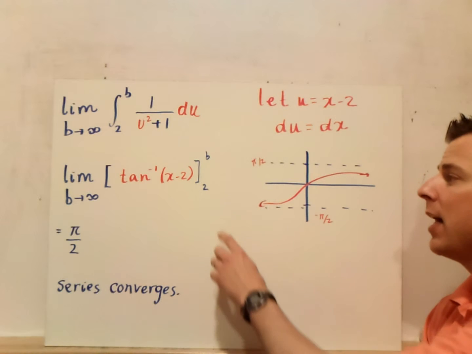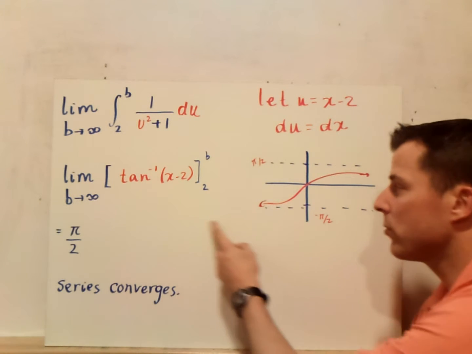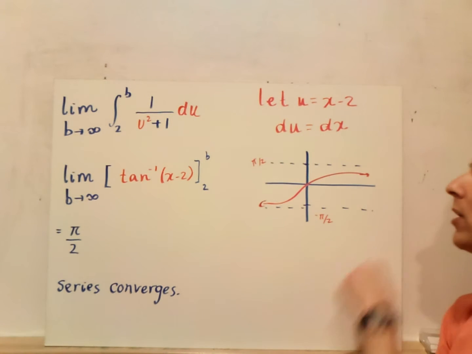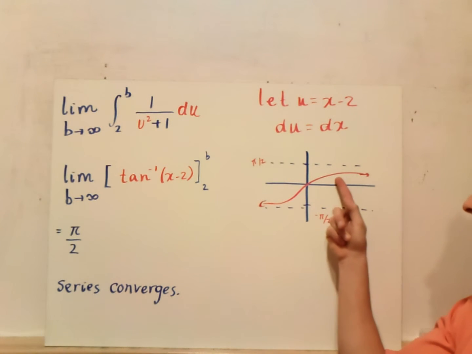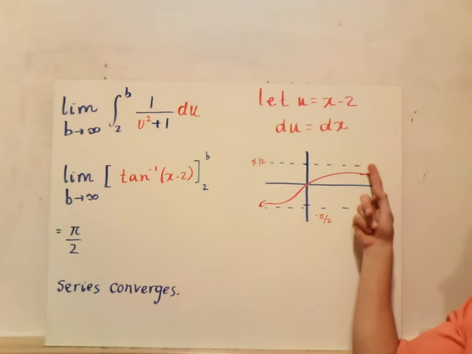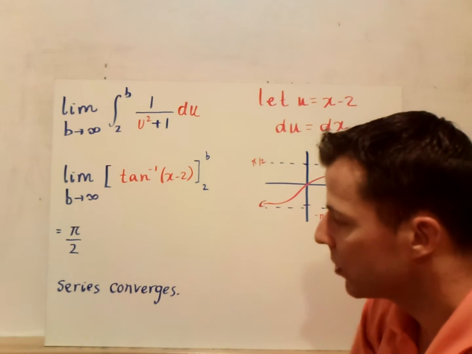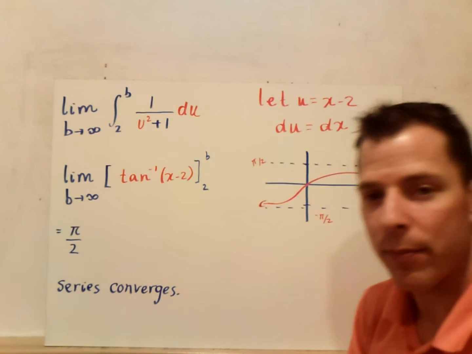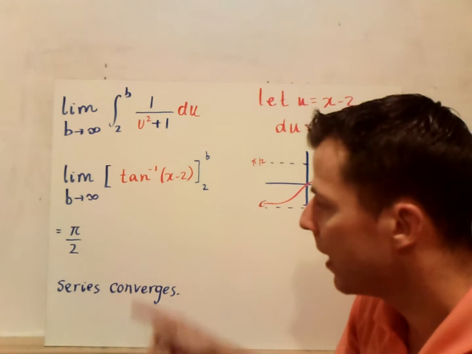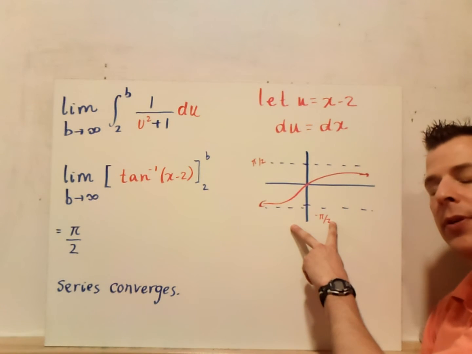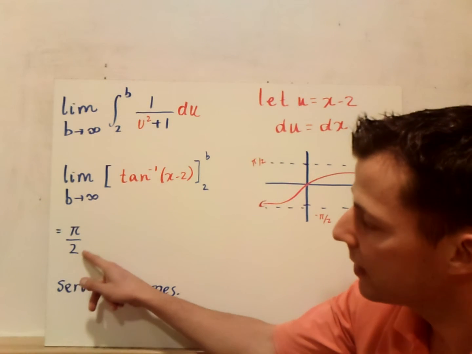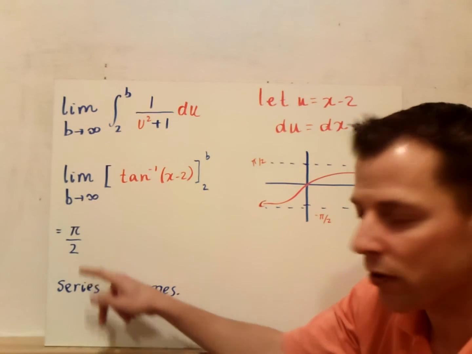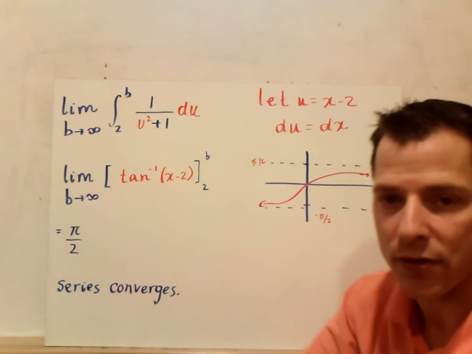Okay, so now I have to think about what happens when b gets really, really large. So what I've done is drawn a graph of inverse tangent. And look, if the value of x gets really, really big, we're going to limit to pi over 2. So my improper integral is actually going to limit to pi over 2, and I use this graph to help you to see that. Since that limits to pi over 2, that converges to a number, that means my series converges.